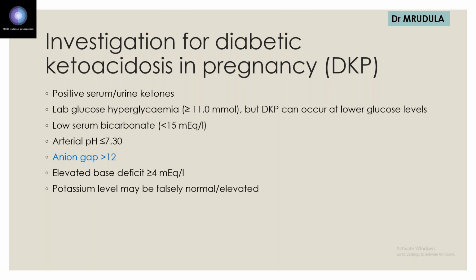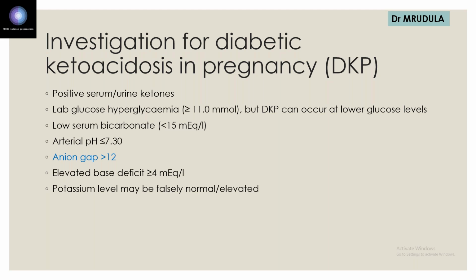What are the investigations that you should do in diabetic ketoacidosis? Serum or urine ketone levels. Urine ketones 2 plus or more, or serum ketones more than 3 millimole per liter. Then also hyperglycemia, that is sugar levels more than 11 millimole, but DKA can occur at lower glucose levels also.